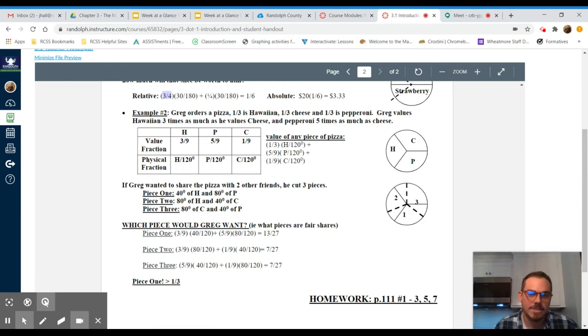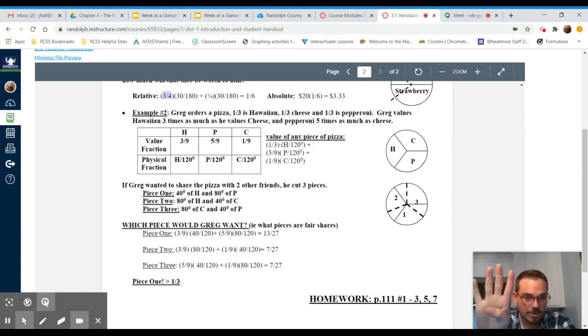Whoever wouldn't is crazy. Greg values Hawaiian 3 times as much as he values cheese, and pepperoni 5 times as much as he values cheese. That's crazy. So let's start off with valuing each one of these and then determine where we get our numbers from. If I know that cheese is 1, Hawaiian is 3 times as much as that, and pepperoni is 5 times as much as that.